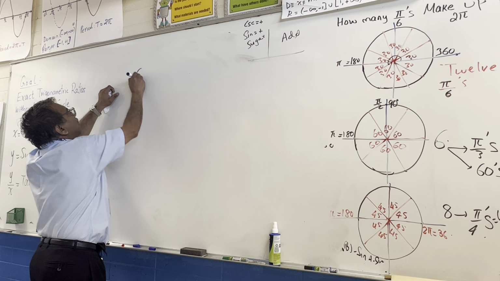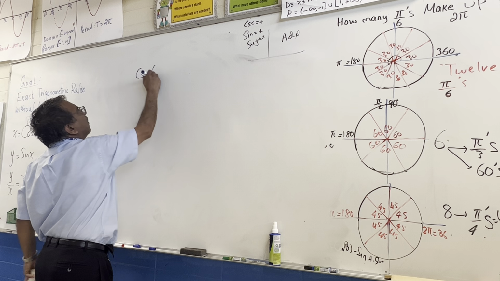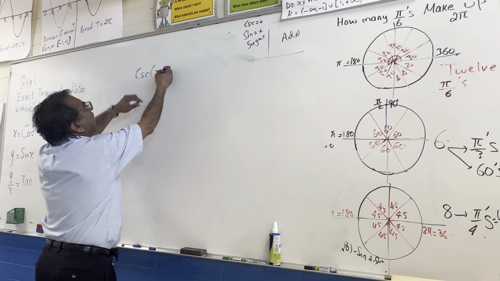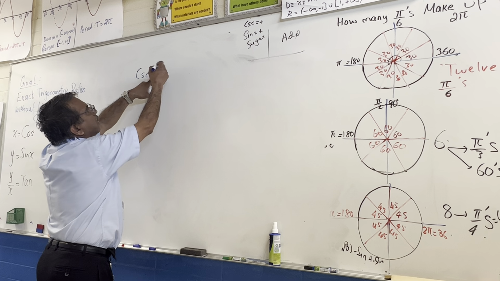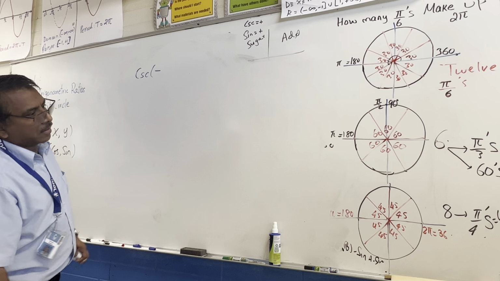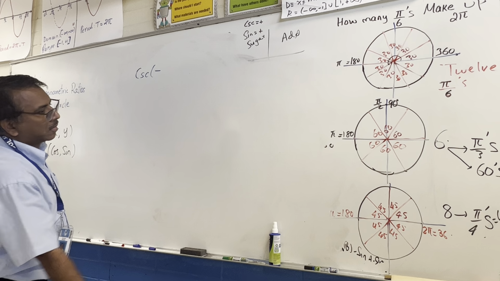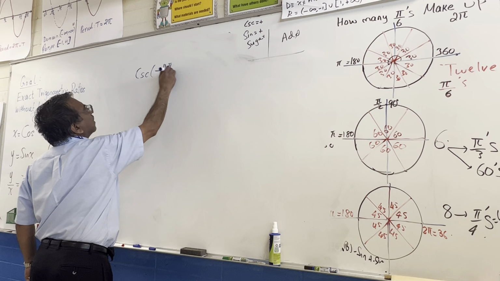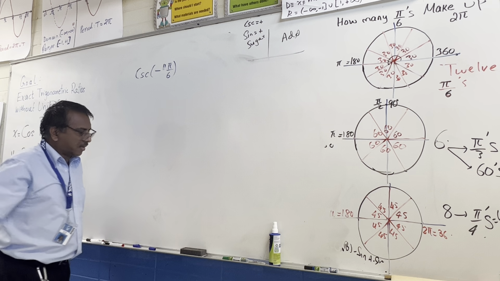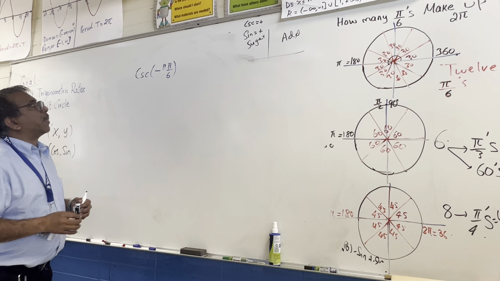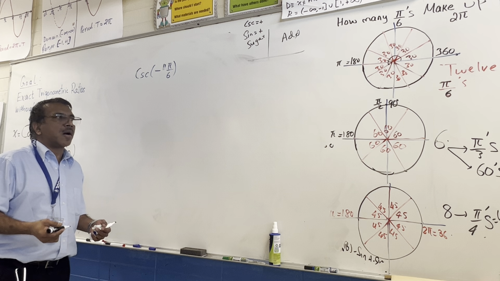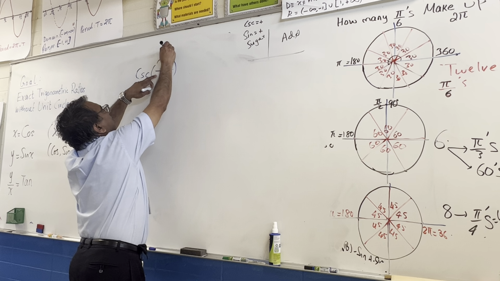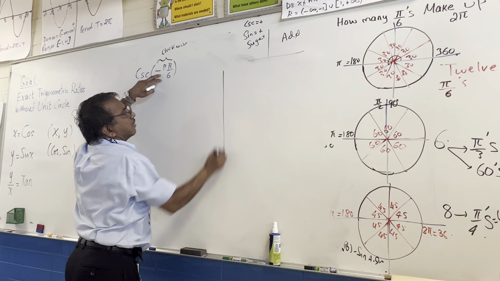So let's take a cosecant. Let me take cosecant of, let's say, minus 11 pi by 6. Let's do this. What is this answer? First step, where are we? Which quadrant are we talking about? It's negative, right? So this is the clockwise direction. If it is clockwise direction, where are we?